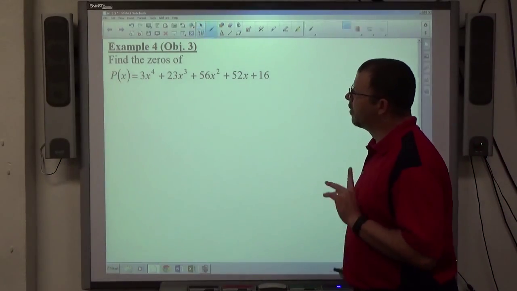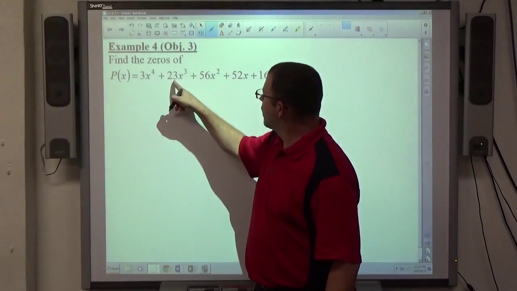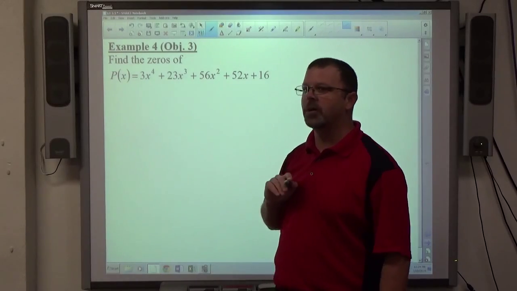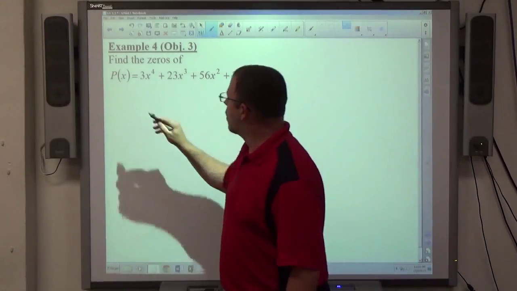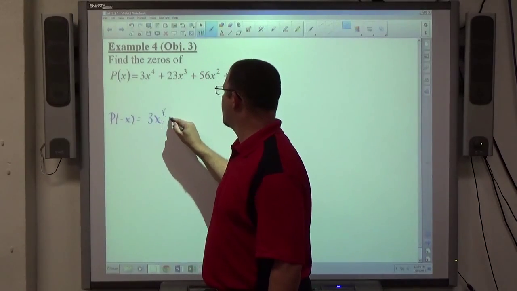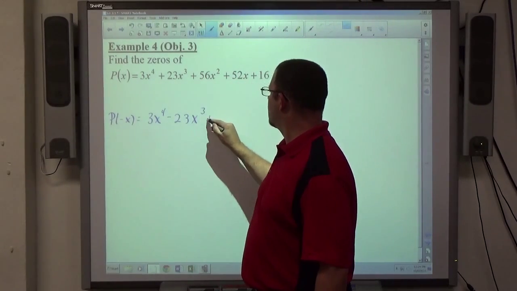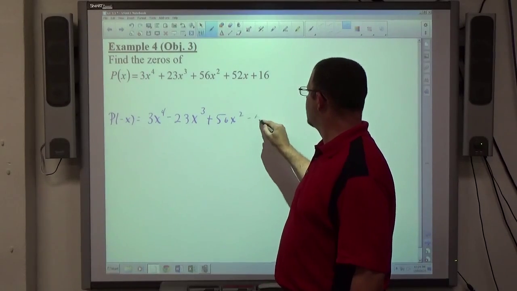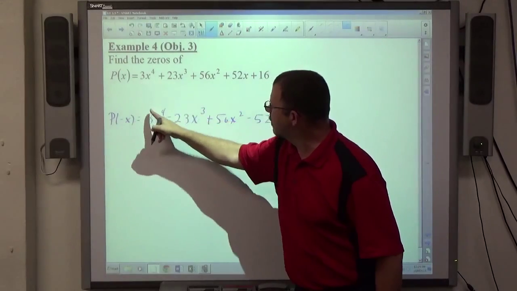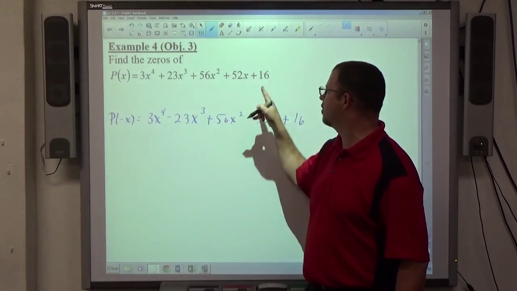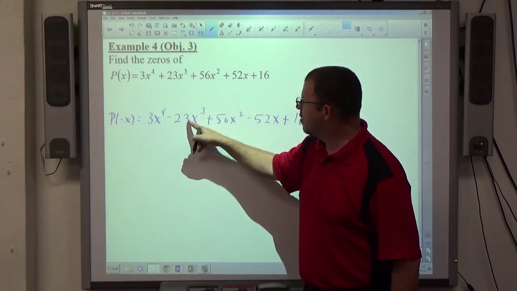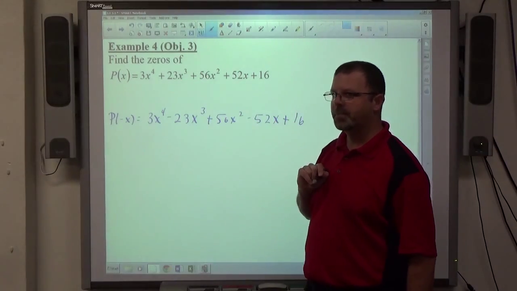All right. So first off, 3x to the fourth plus 23x cubed plus 56x squared plus 52x plus 16 is a polynomial function. The first thing I want to do is Descartes' Rule of Signs. So p of x is that, p of negative x is this. It's going to be positive 3x to the fourth minus 23x cubed plus 56x squared minus 52x plus 16. Again, even-powered terms stay the same: 3x to the fourth, 56x squared, 16. Odd-powered terms change sign. Positive becomes negative, positive becomes negative.